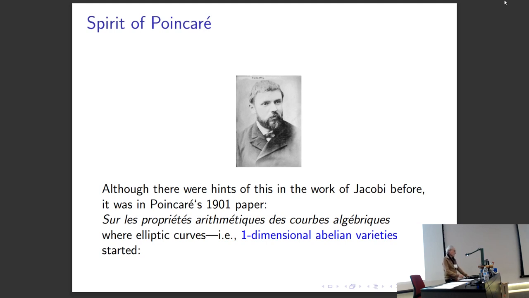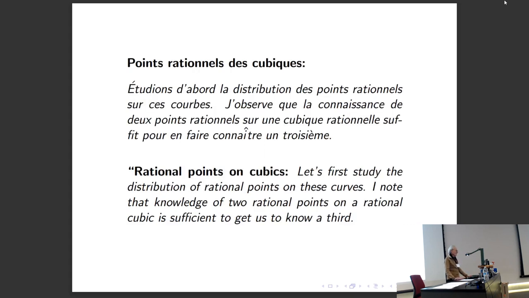As I say here, there are hints of the cubic plane curve structure that Weierstrass discovered for lattices in the work of Jacobi a bit before this, but it really was in Poincaré's 1901 paper where elliptic curves, i.e. one-dimensional abelian varieties, got started. Here's a quote from it. I'll give you my translation.